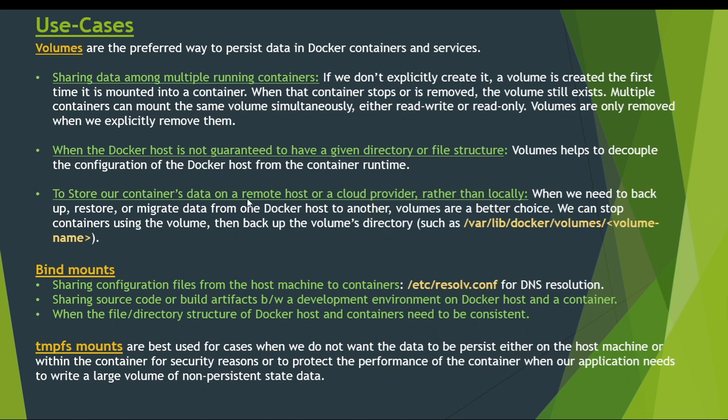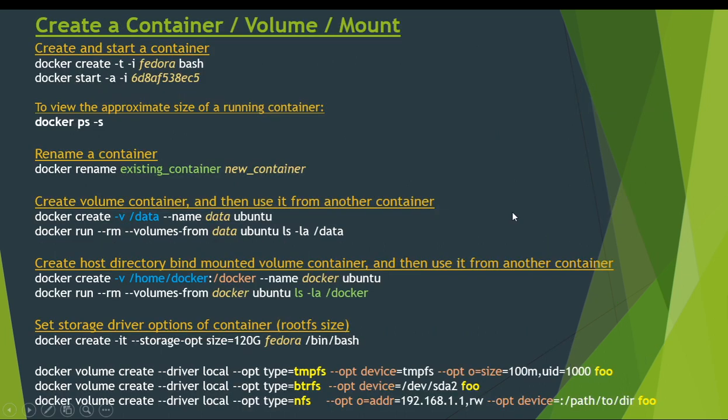So these were all about Docker container storage, and let's see some of the commands which we can use to create a container's volume or mount. These are the commands to create a container's volumes or mounts, right? We can create a container and then start it. And to view the approximate size of a running container, we can use this command, docker ps -s. S will be for size.